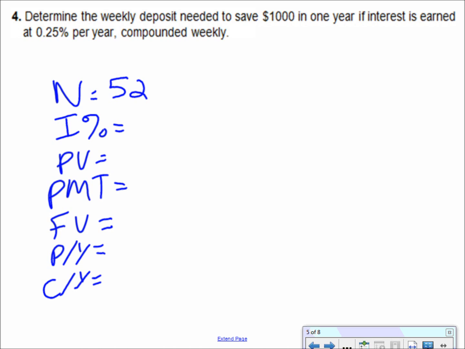Our interest rate is 0.25%. Our present value is 0. Our payment we want to figure out. And our future value is $1,000. In a year, we want to have $1,000. Our payments per year, it's weekly, so it's going to be 52. And we are compounding weekly, so it's also going to be 52.